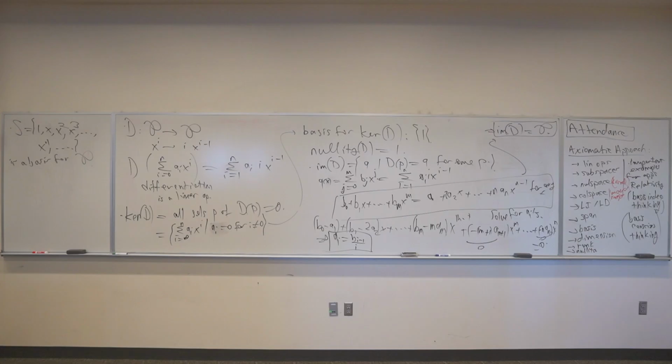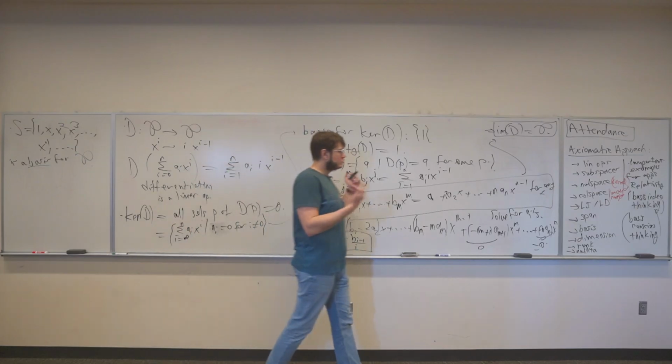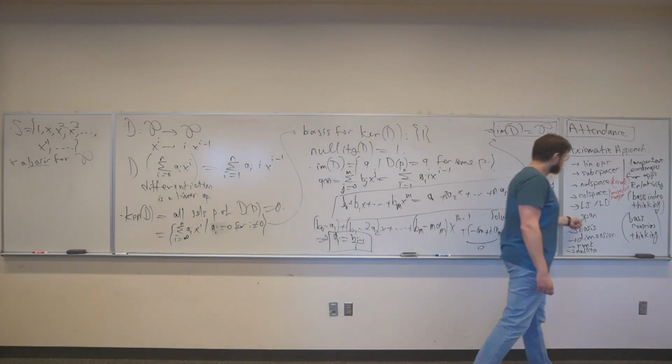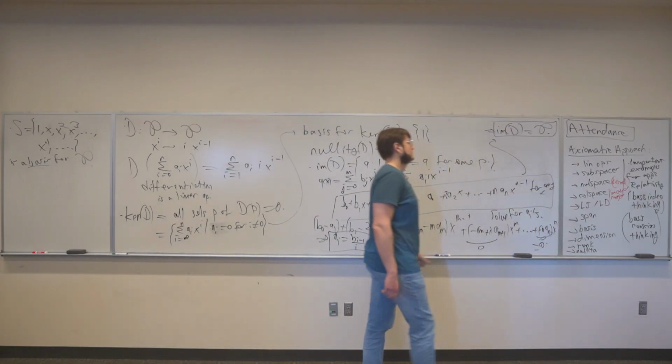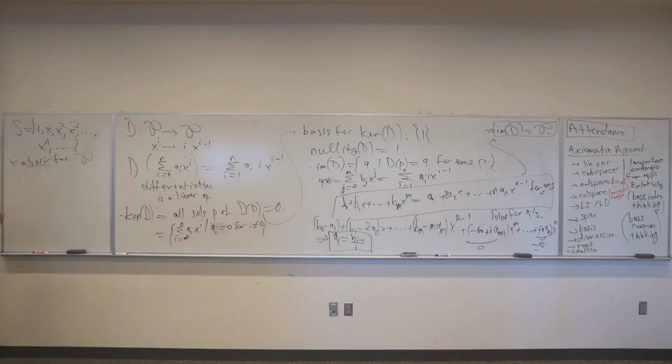Okay? As usual, how do you verify that a set of vectors is a basis? You verify two things: spanning and linear independence. Span is slightly easier in this case. Let's first do that.